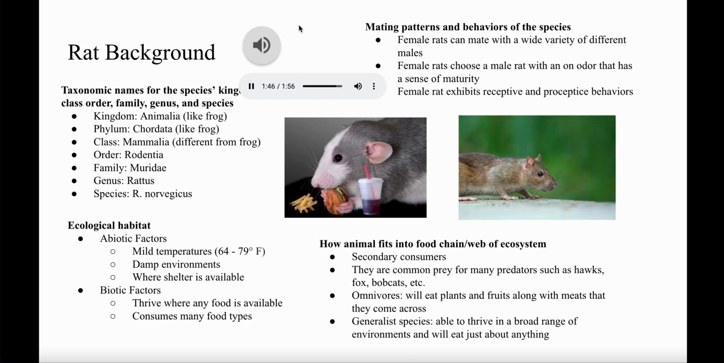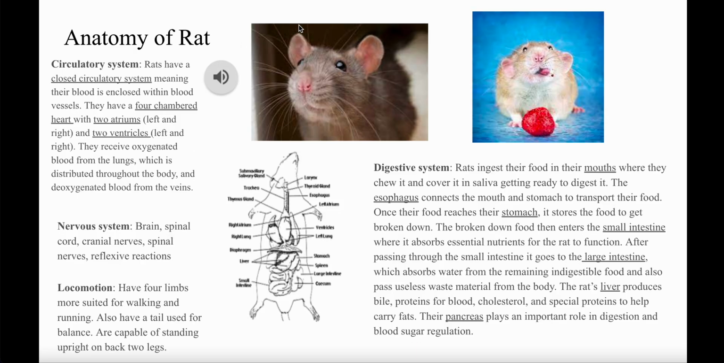And then also, like frogs, they are generalist species, meaning they're able to thrive in a broad range of environments and will eat just about anything since they are not picky in that sense. Now we have the anatomy of the rat. On this slide, I'm going to cover the circulatory system, nervous system, their locomotion, and digestive system.